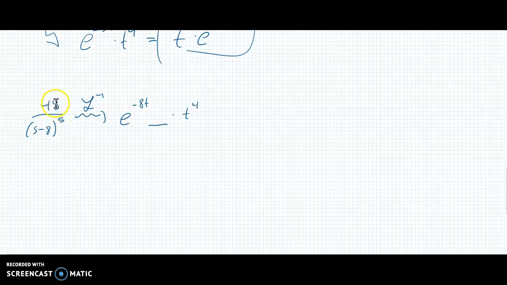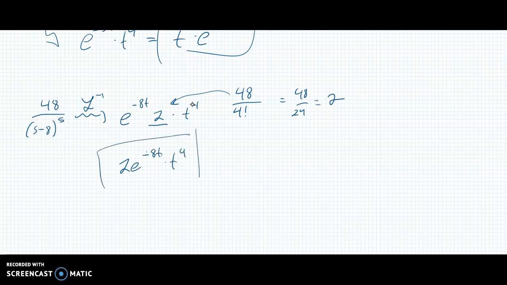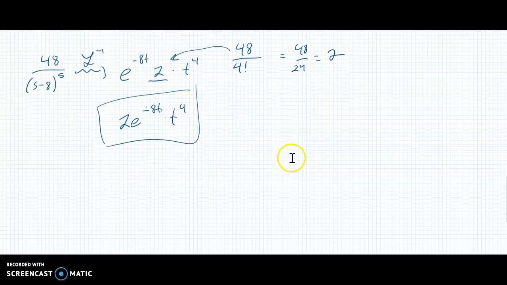And now the 48, I'm going to take 48 and divide it by the factorial, so 48 over 4 factorial. Well, we know 4 factorial is 24, so this is 48 over 24, which gives me 2. So that means I fill in a 2 right there. And then I'll rewrite it: 2 e to the 8t times t to the fourth. Honestly, it doesn't matter which order you do these in. Either one is totally good. So let's do another one.